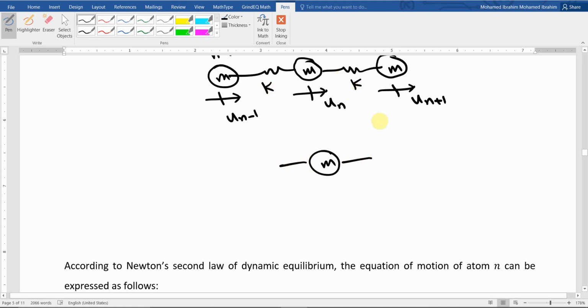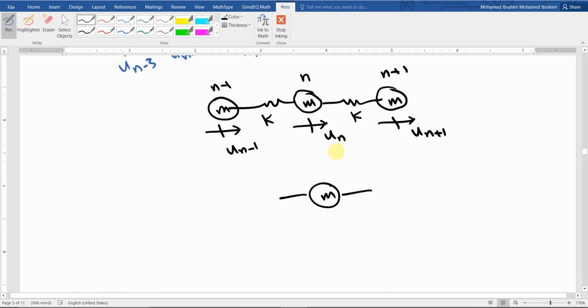The spring force depends on which displacement is bigger. The direction of the force depends on which one is bigger and which one is smaller. If you remember from the vibration class, you can assume any displacement is bigger than the other. For example, I can assume that UN is bigger than UN plus 1, or you can assume UN plus 1 is bigger than UN, it's up to you.